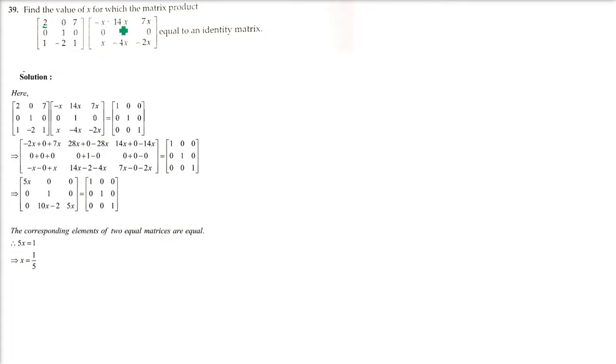So first row, 2 into minus x is minus 2x, 0 into 0, leave it. 7 into x, write it, 7x. 2 into 14x, now this 2 0 7 will be with the second column, 28x. Then 0 into 1, 0, 7 into minus 4x, 7 4s are 28, minus 28x. The first row, third column, 2 into 7x is 14x, 0 into 0 is 0, 7 into 2, that is minus 14x.